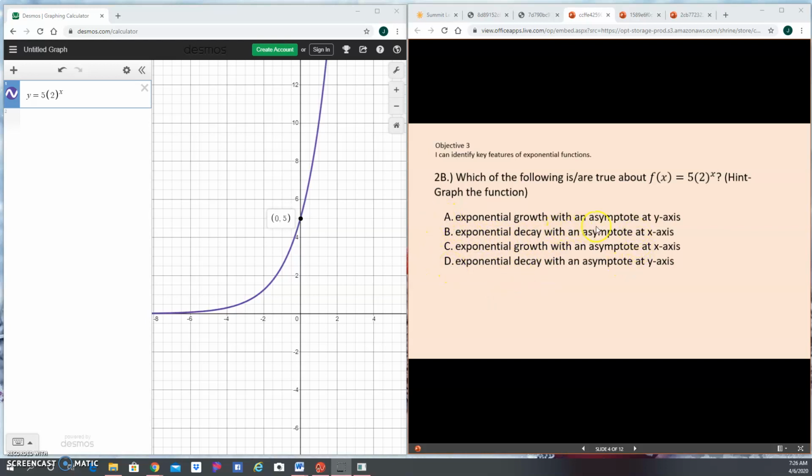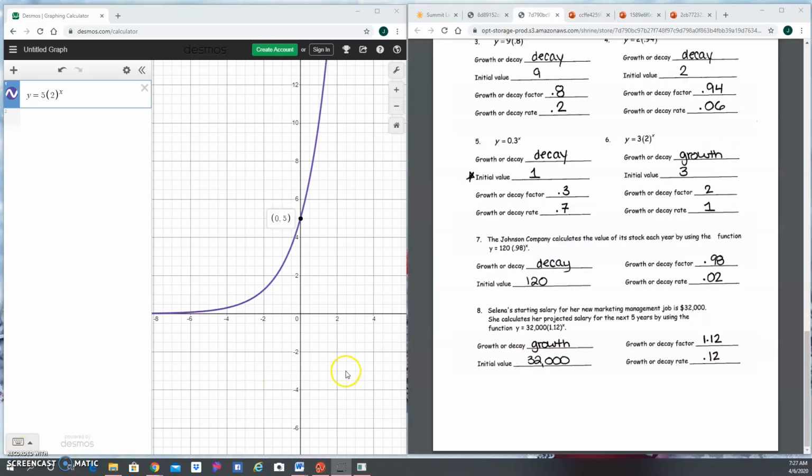And then it says it's growth with an asymptote of y-axis. No, your asymptote here is this. So your asymptote is the x-axis. So your answer here is letter C, exponential growth with an asymptote of the x-axis. Okay guys, our next objective is objective 4. And objective 4 has something to do with all word problems.